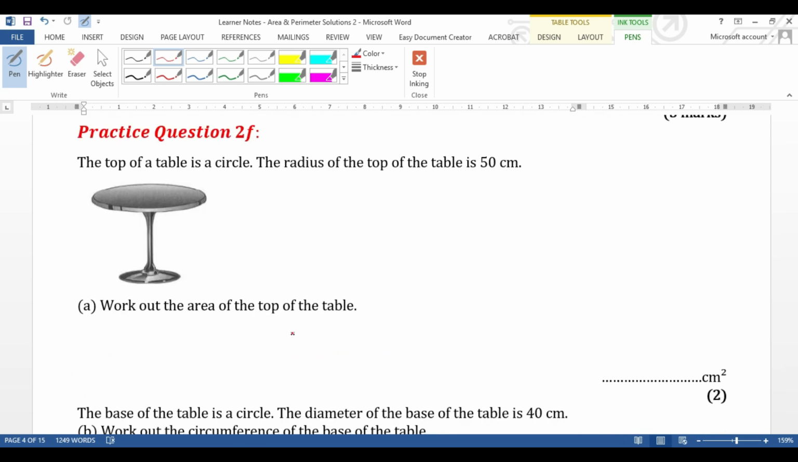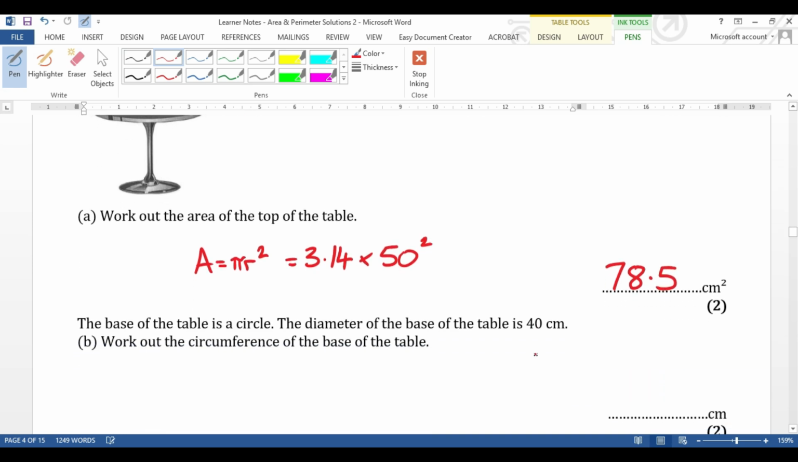Practice question 2F. Top of the table is a circle. Radius of the top of the table is 50 centimeters. Work out the area of the top of the table. Well, that's just going to be Apple Pies R2. So 3.14, radius they said is 50, and we have to square that. It's 3.14 times 50 squared. That gives me 7850. I'll just put my whole answer because they didn't say. That's good enough. Yep, for 2 marks.